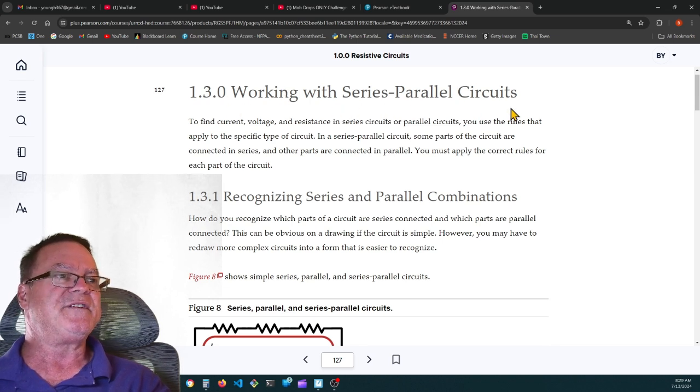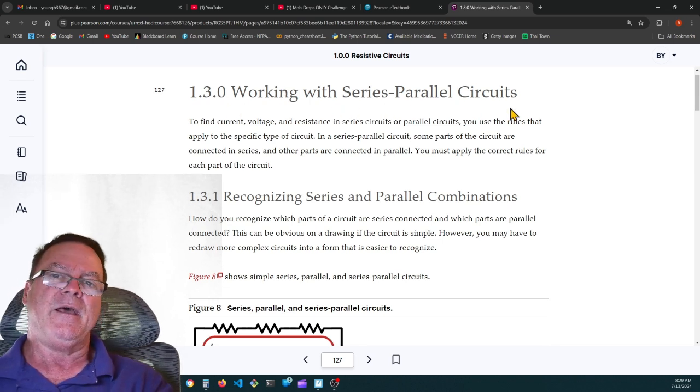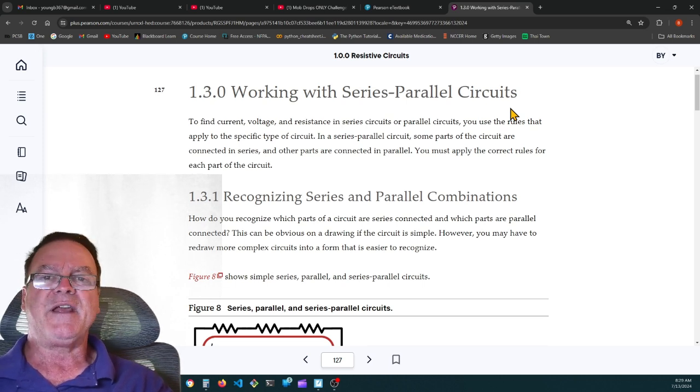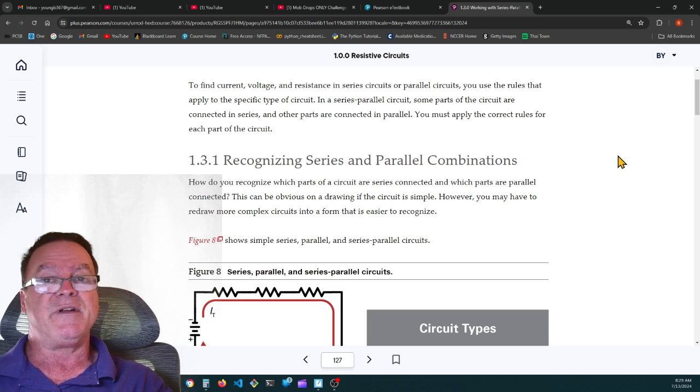1.3.0, working with series parallel circuits. This can be a little bit confusing, but understand that you have rules for series circuits and you have rules for parallel circuits. And when you're talking about the part of the series parallel circuit that are series connected, you're going to use the series rules.